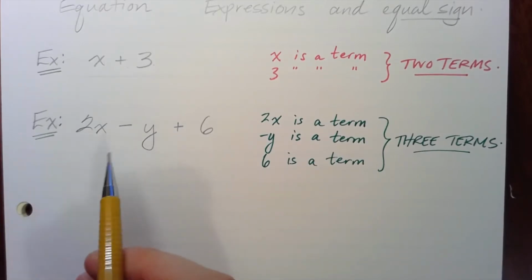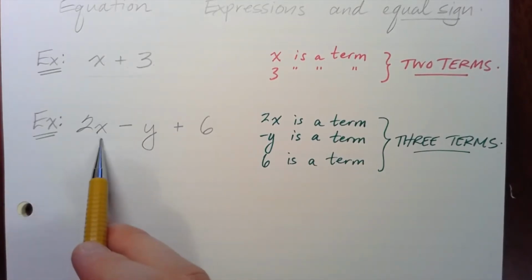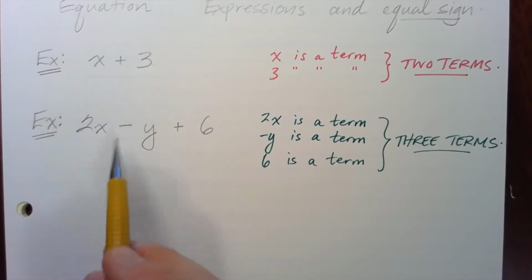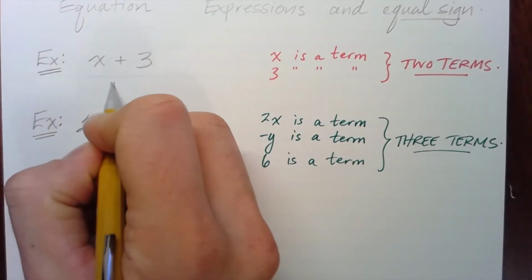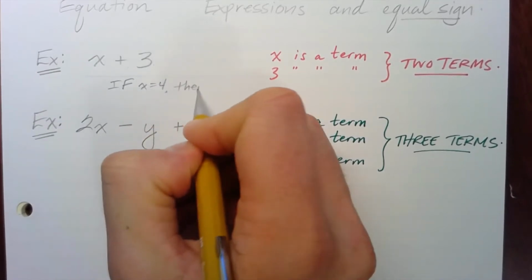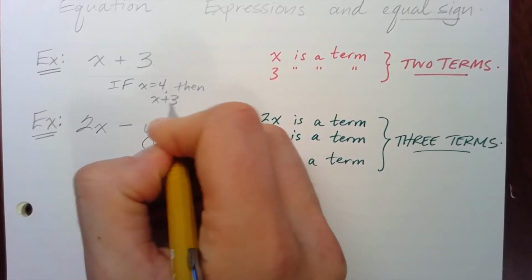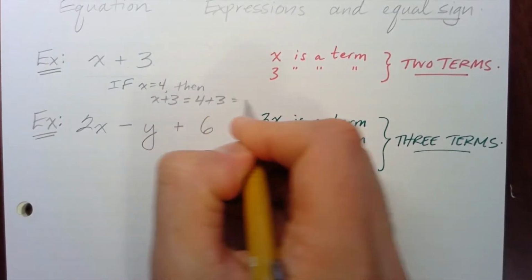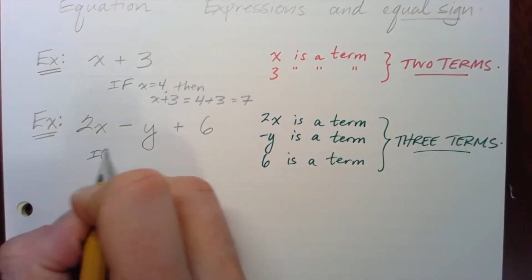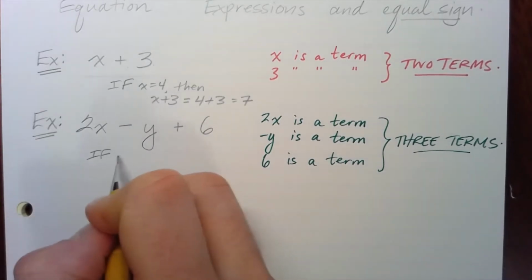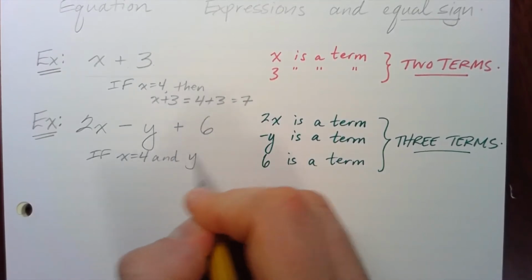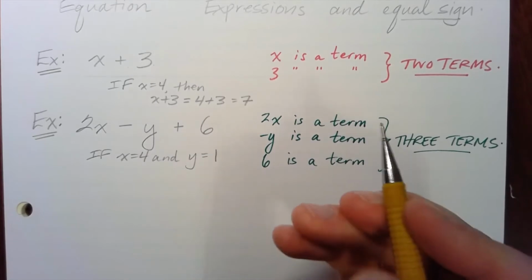So what if I say, okay, well, x equals 4 and y equals 1. Well, this is a little bit more complicated than our previous one. In the previous one we just said, okay, well, if x equals 4, then x plus 3 is the same as 4 plus 3, and that's equal to 7. Okay, that was pretty easy. So now let's say if x equals 4 and y equals 1.